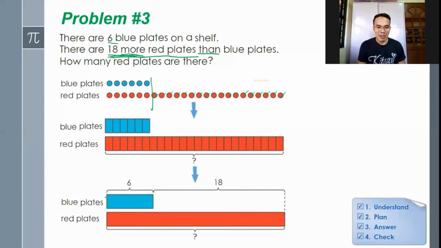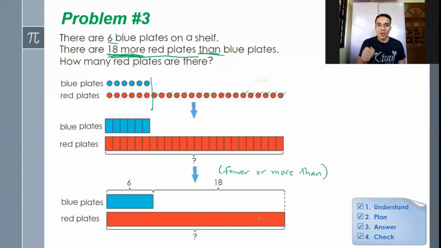So there are 6 blue plates and we don't know the number of red plates yet because that's what we're going to look for in the problem. And the difference here is 18. This is what we call the difference. The extra space here is what we call the difference. This is where you put the fewer or more than. So it says here 18 more than, so we have to put 18 here.